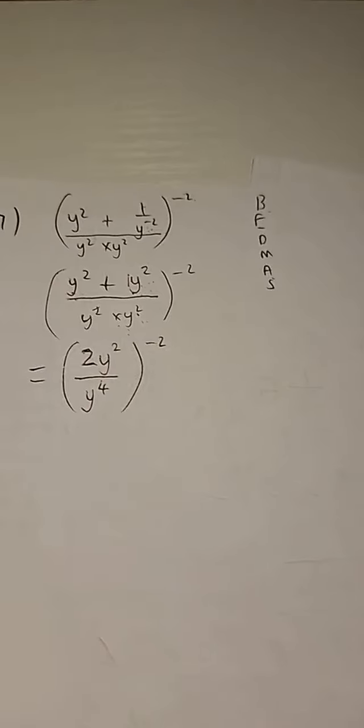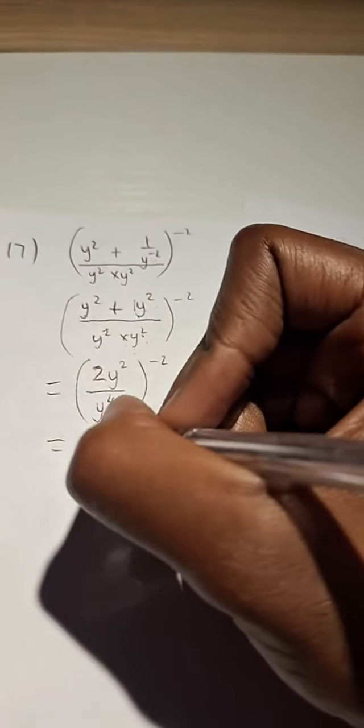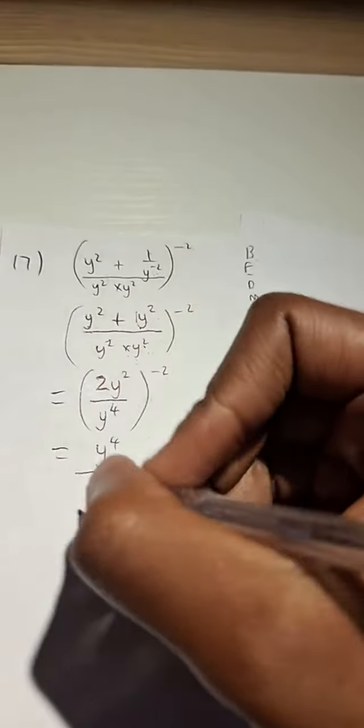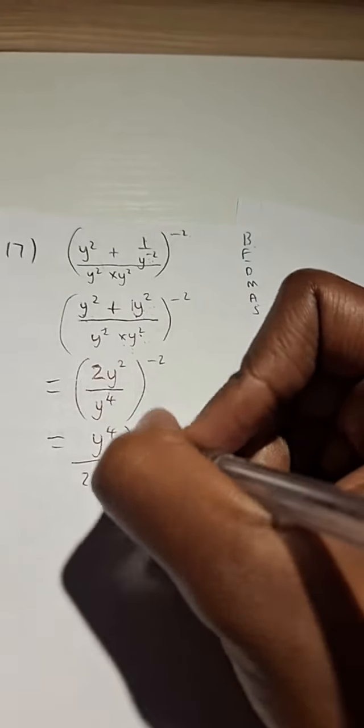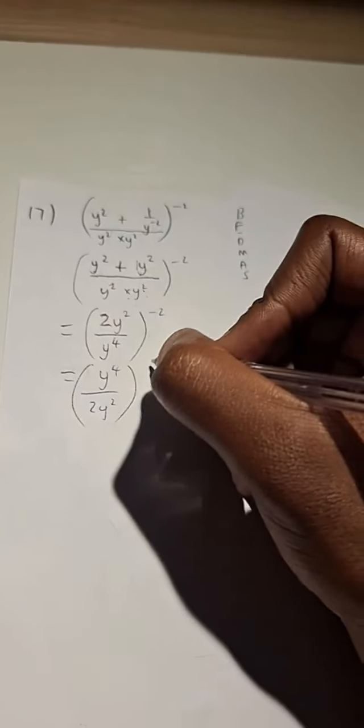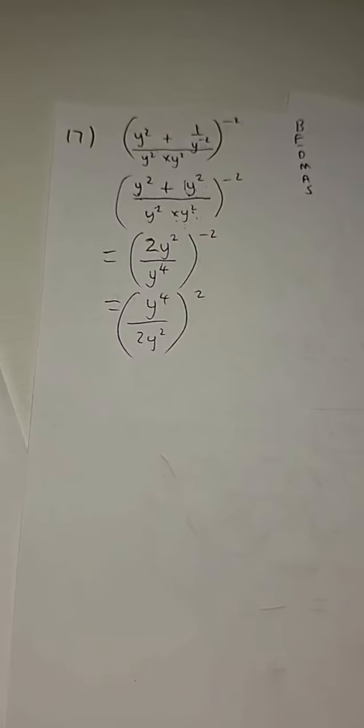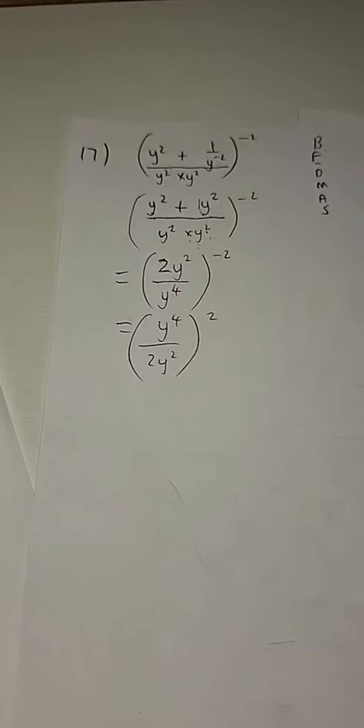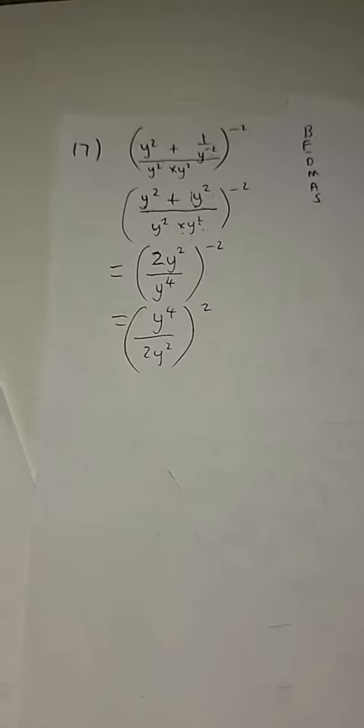Then I'm destroying myself. It's easy when you know your stuff. So what I can write is y to the power 4 over 2y squared. What happens to that negative exponent? It becomes positive 2.